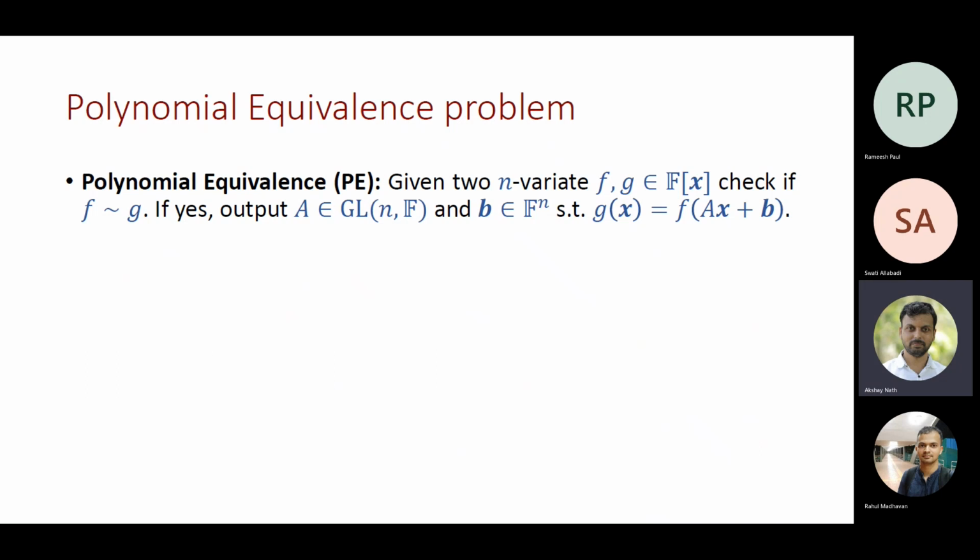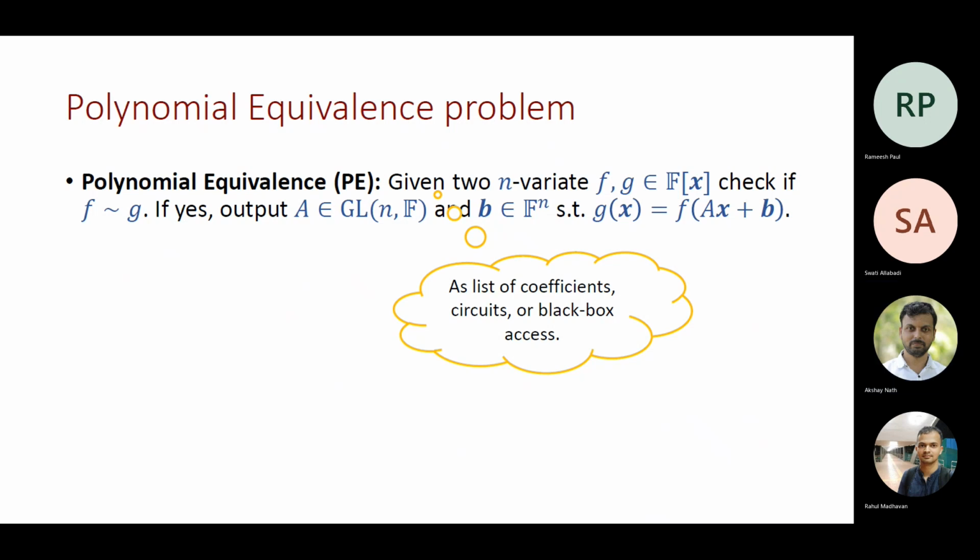Now, what do I mean when I say that we are given two polynomials, f and g? There are multiple models of inputs. Sometimes the input is given as a list of coefficients. Sometimes we are given arithmetic circuits computing f and g. And sometimes we are also given black box access to f and g. What do I mean by black box access to a polynomial f? Let us suppose that we want to evaluate the polynomial f at a point A. Then by black box access to f, I mean that we can do this evaluation in unit time.